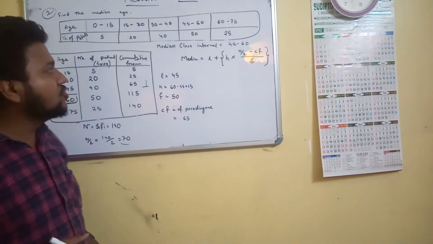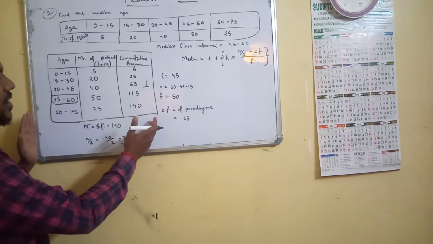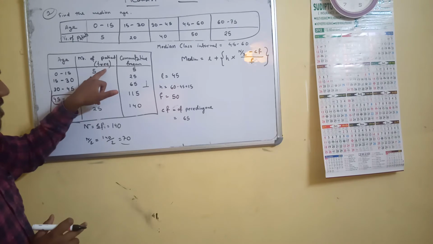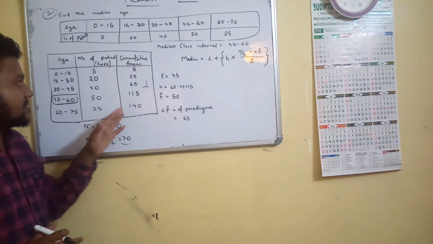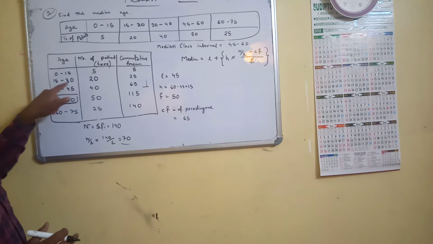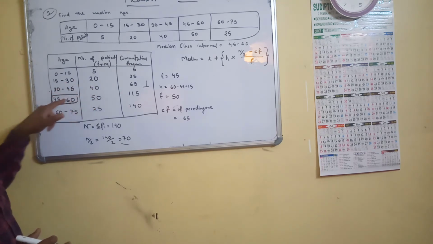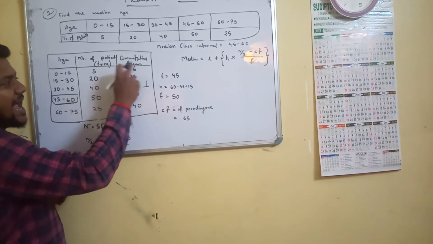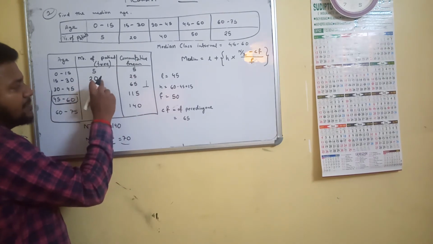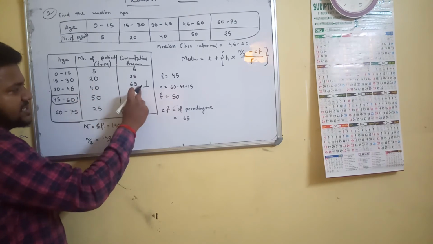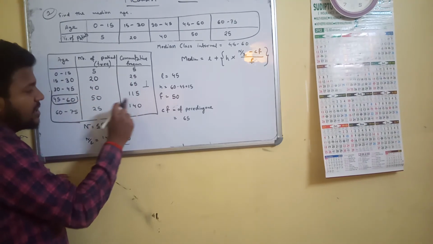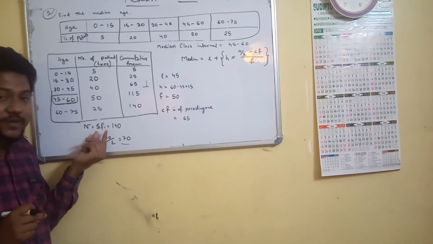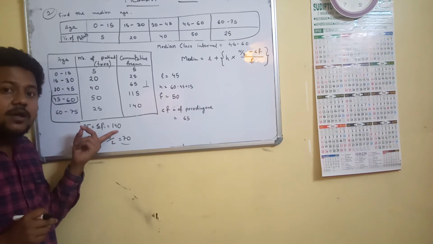To solve for the median, first we make a table with age, number of patients, which is the frequency, and the cumulative frequency. We add up the cumulative frequencies: 5 plus 20 is 25, 25 plus 40 is 65, 65 plus 50 is 115, 115 plus 25 is 140, and the total summation of the frequencies is 140.